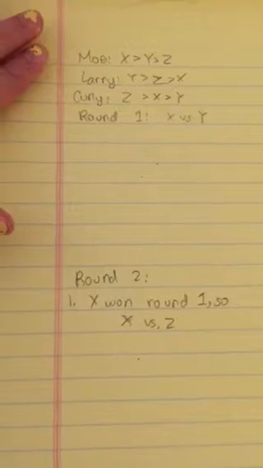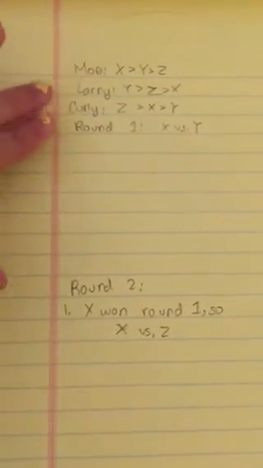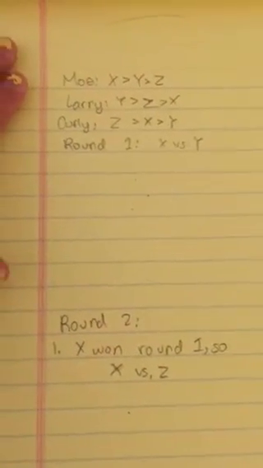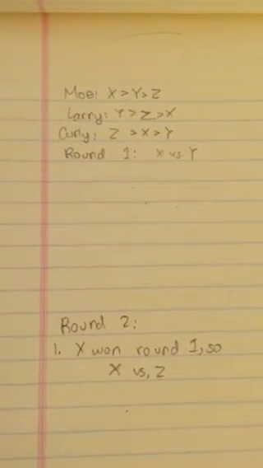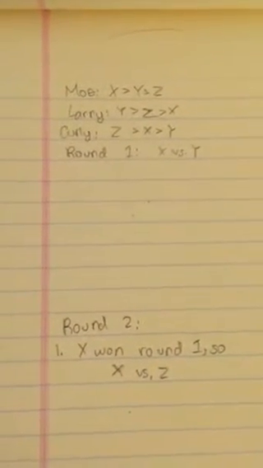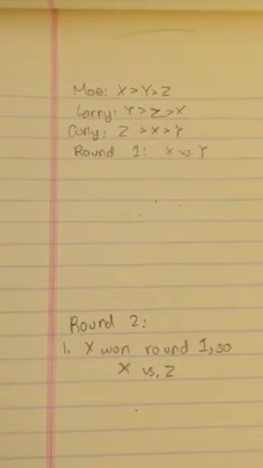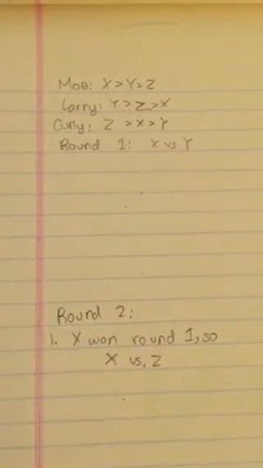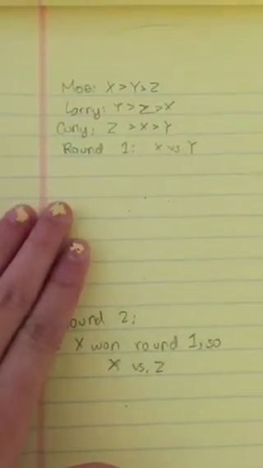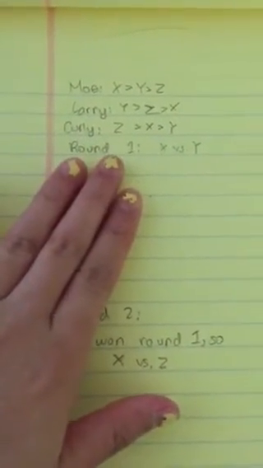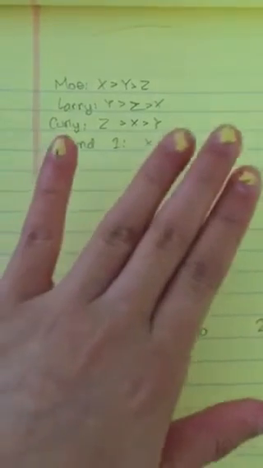So the preferences of Mo, Larry, and Curly are listed as follows. Mo prefers X to be president, then Y, then Z. Larry prefers Y to be president, but prefers Z over X. And Curly wants Z to be president, then X, and then Y.